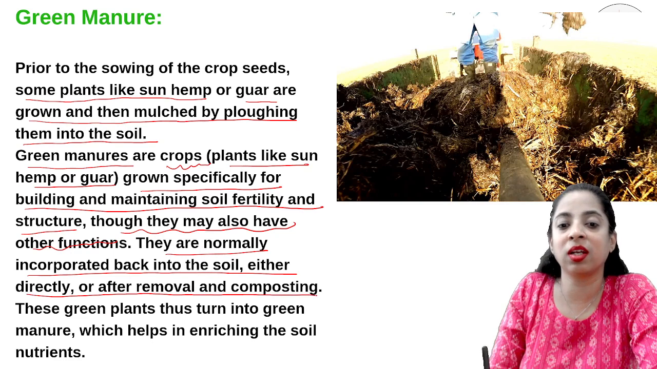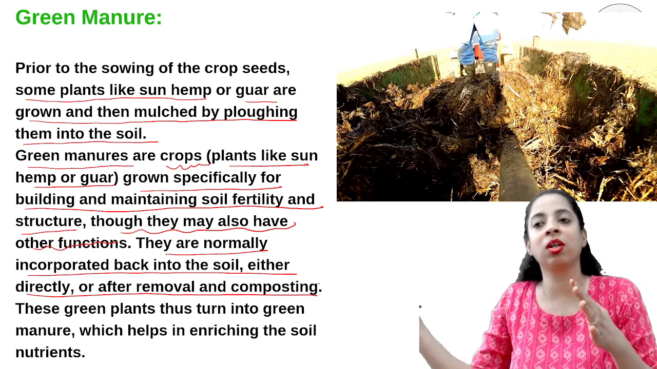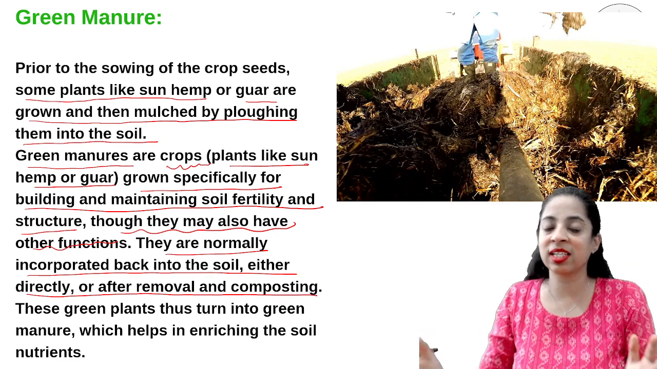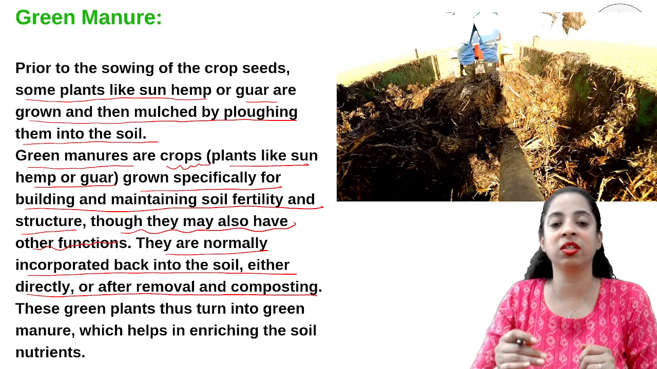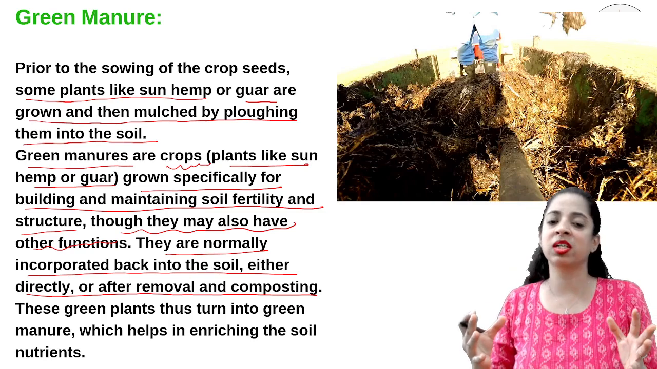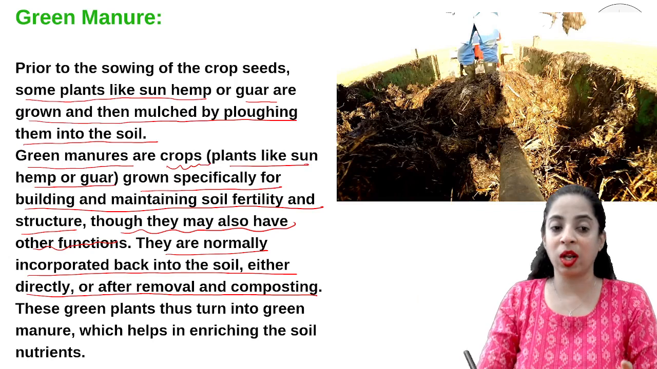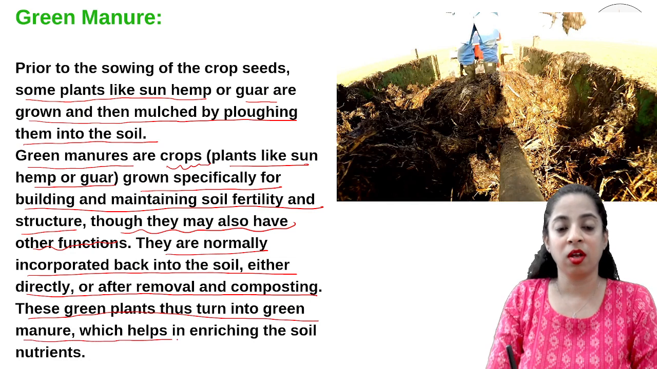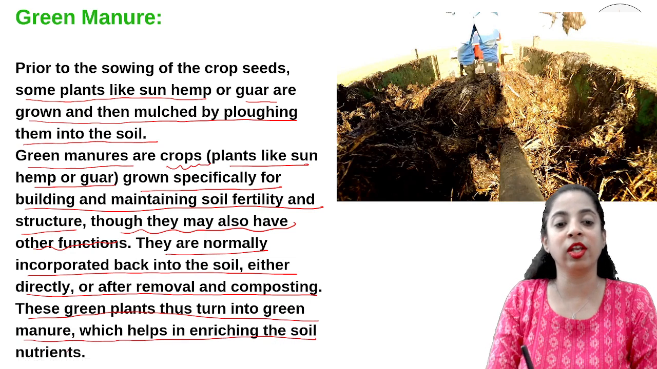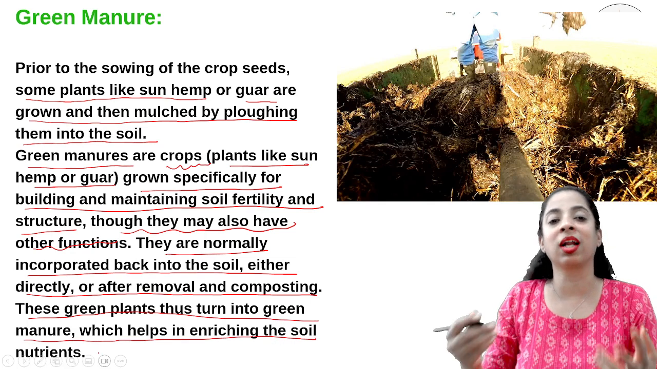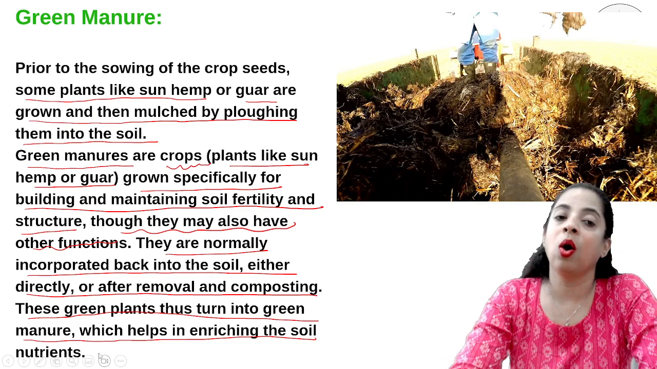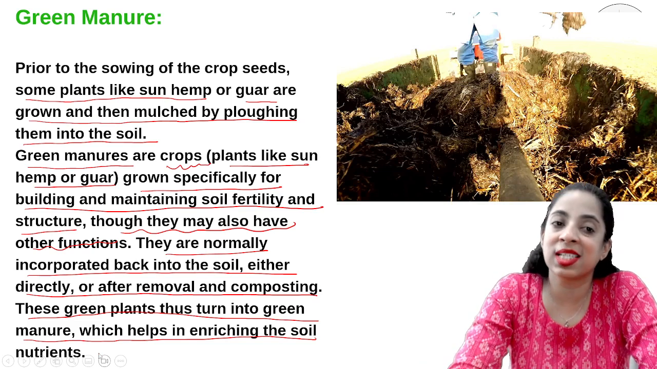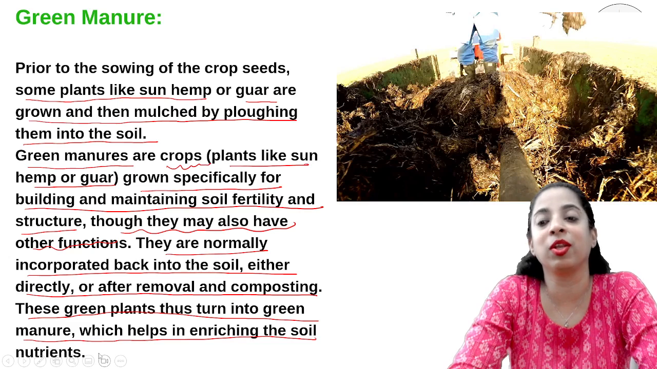after removal and composting. या तो इन्हें डायरेक्टली ही सॉइल में प्लो करके डाल दिया जाता है या इसे रिमूव करते हैं, जैसा कि आपने इस वीडियो में देखा. उसको थोड़ा कंपोस्ट भी कर सकते हैं और फिर उसको वापस सॉइल में डालते हैं. So these green plants thus turn into green manure which helps in enriching the soil nutrients. तो soil के nutrient को बढ़ाने के लिए ये काम आता है और क्योंकि ये crops या green plant से ही बना है इसलिए इसे हम green manure कहते हैं.